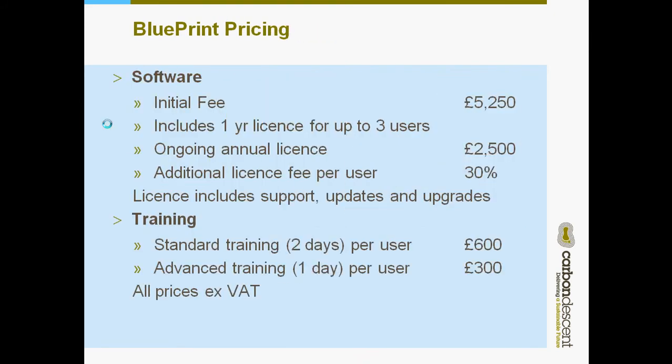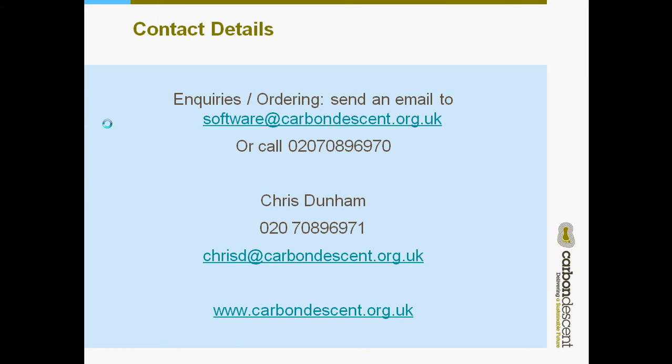What does it cost? Well, these are the prices that we set. An initial fee of £5,250, which includes a 1 year license for up to 3 users, and then there's an ongoing annual license fee of £2,500. For additional users, it's 30% of those costs, and that covers all support, updates, and upgrades to the software. So when we produce a new version, that's all part of your fee. You're not paying again for that. Training options are 2 days or an additional advanced day, basically £300 a day, and all those prices are excluding VAT. We are open to discussions about monthly payment plans rather than a single one-off payment. If you want to get in touch with us to order software, carbondescent.org.uk is probably the best way.